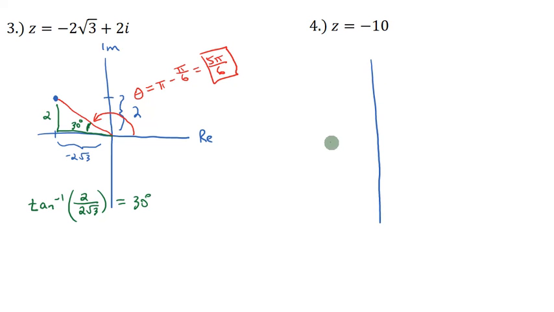Okay, finally the last example, my real axis, my imaginary axis. I need to go to negative 10 on my real axis, which is over here. And here's my complex number. My terminal side is right here. My angle theta is measured in the positive direction, and we all know that that theta is pi. So that's my argument for the complex number negative 10. And that is all there is to argument, the angle formed with the terminal side of the complex number.